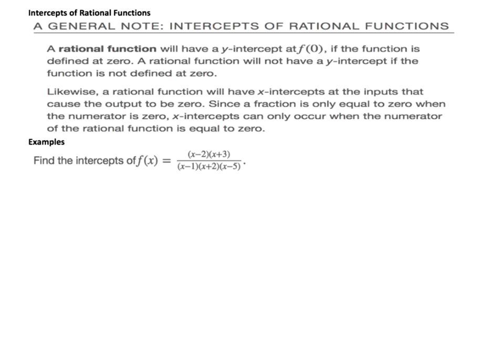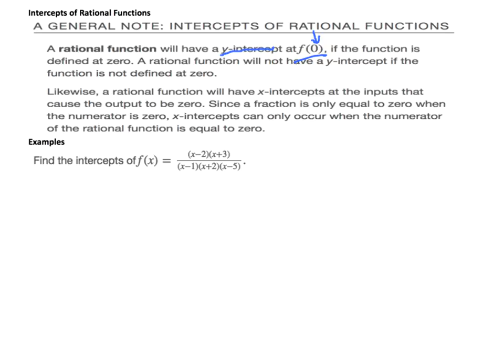A general note about intercepts of rational functions. A rational function is going to have a y-intercept exactly where every other function we've talked about has y-intercepts, and that is when you plug in 0 for x, if the function is defined at 0, because remember, it could potentially have a vertical asymptote there. So if it's defined at 0, you can plug in 0 and that's where you're going to have a y-intercept. A rational function will not have a y-intercept if the function is not defined at 0. It's going to have an asymptote.